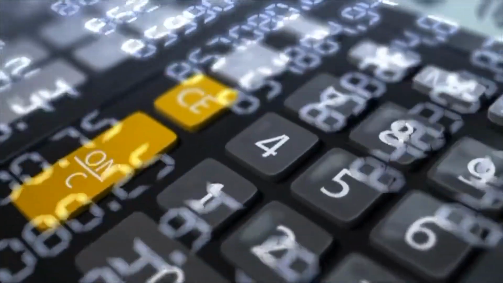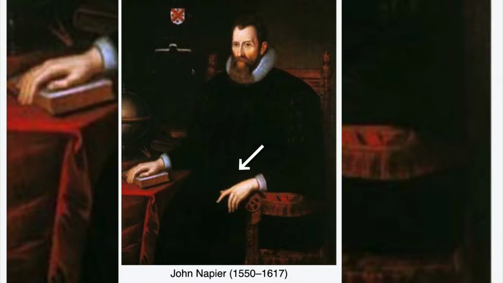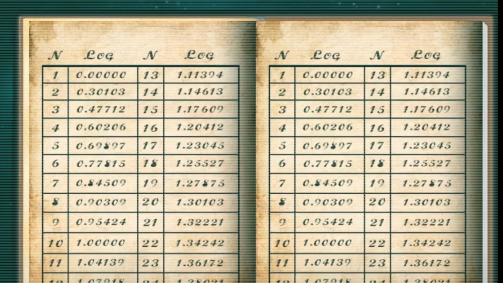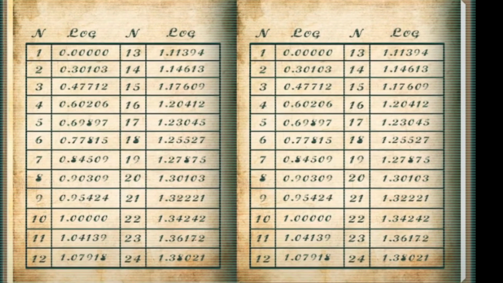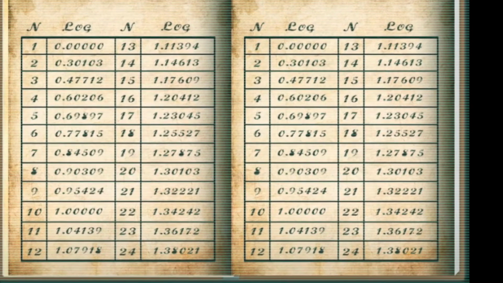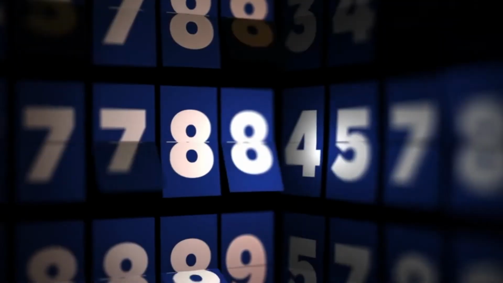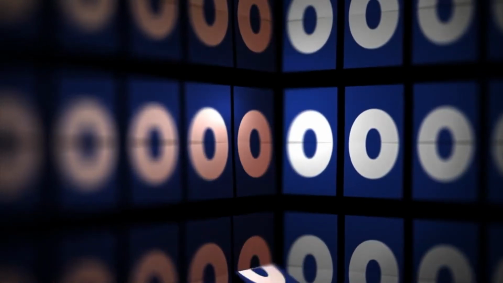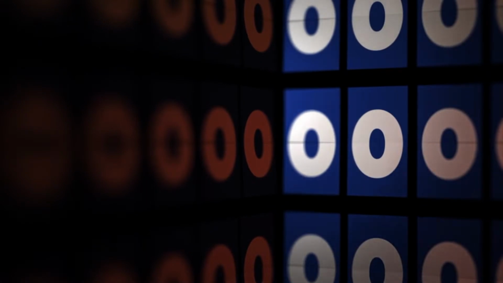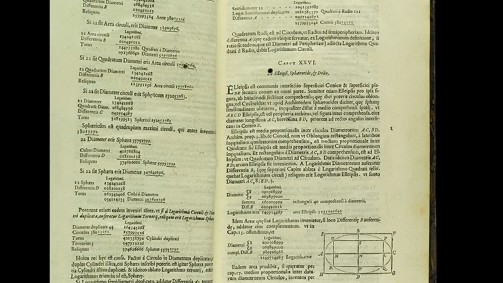So John Napier, over the period of 20 years, wrestled with this problem and came up with a solution. He compiled a table of logarithms. He devised a table of logarithms that would allow you to do complicated multiplications by, wait for it, adding. You simply added log values together and that would give you the answer for the multiplication. He introduced the idea in 1614.